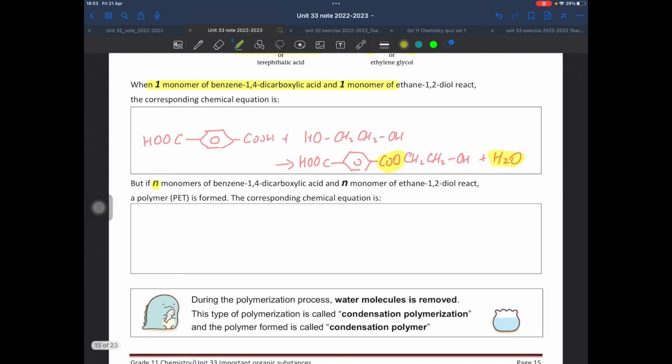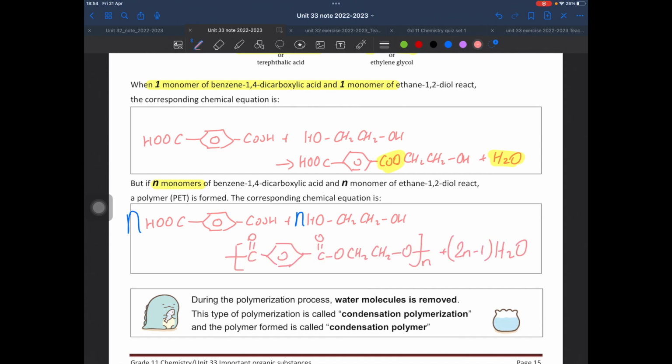So what about when there are n monomers? So what will be the result? Times n. The result will be a long polymer chain like this. So you can see, besides the ester group we have come across, a new ester group is formed here, and the number of water molecules formed will be 2n minus 1. Now this is the formation of a polymer chain.